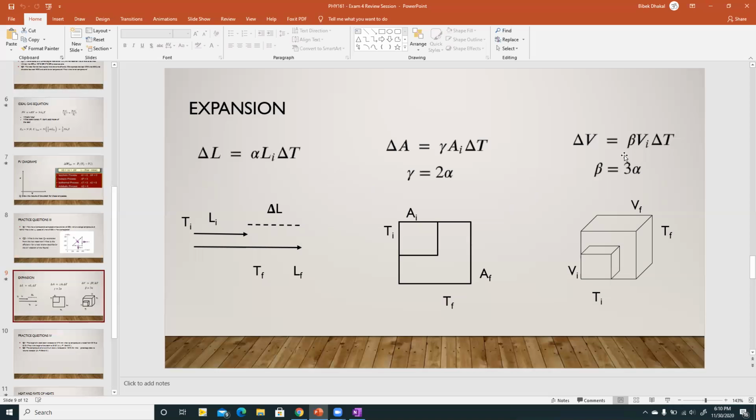And beta is the coefficient of thermal expansion for volume. This is the initial volume, and that is the change in temperature. So if you had a small cube of volume Vi at temperature Ti, and you somehow increase the temperature to Tf, then your final volume will look something like this.